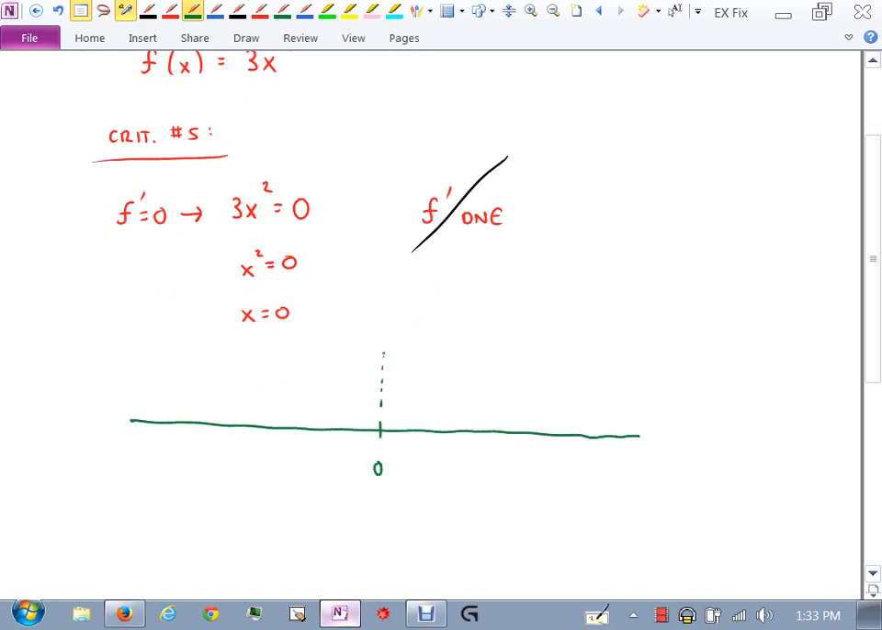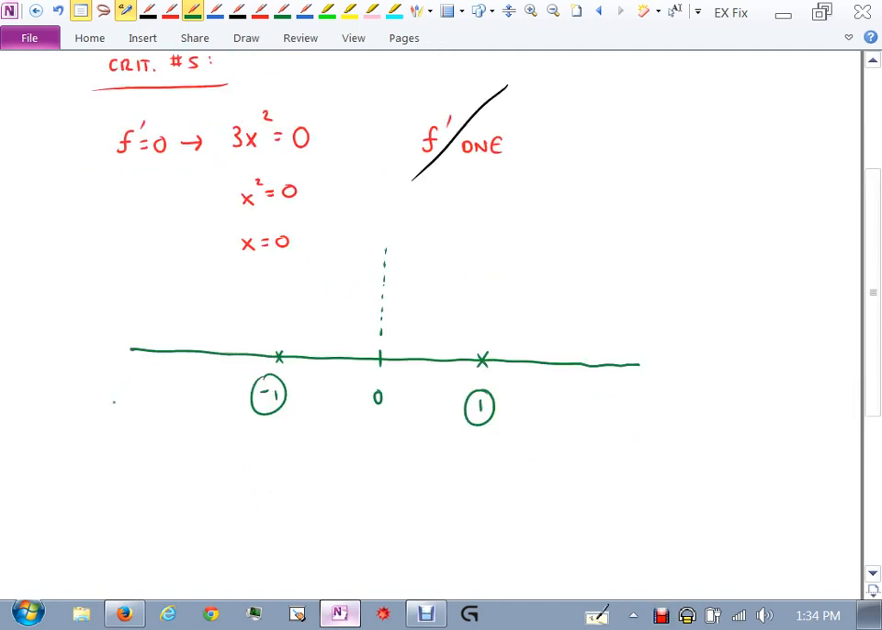This will break me into what? Two different pieces there? Yes? Negative 1, 1. Testing those two points into the derivative. So I'm going to test those into the derivative. What's the derivative at negative 1? What's the derivative at positive 1? They're the same. It's 3, which means that it's positive, right?